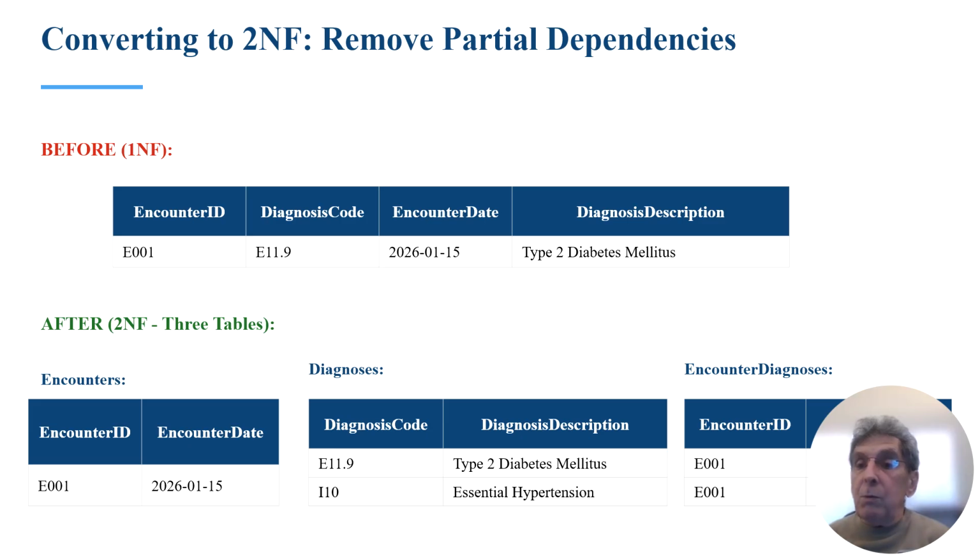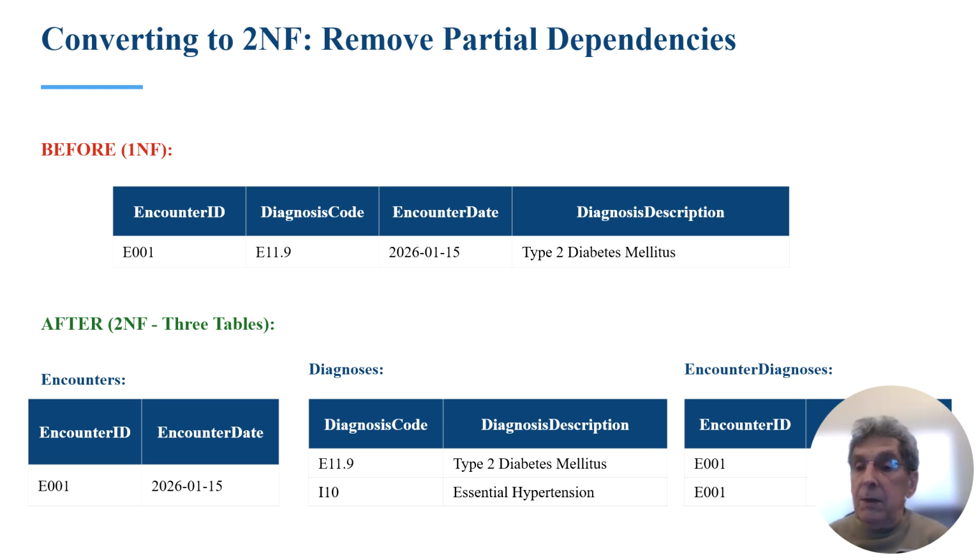To convert to second normal form, we decompose the table to eliminate partial dependencies. We create 3 tables, each focused on one entity. The encounters table has encounter ID as its primary key with encounter date as an attribute. Now encounter date depends on the whole key, which happens to be just the encounter ID. The diagnosis table has diagnosis code as its primary key with diagnosis description as an attribute. Now diagnosis description depends on the whole key.